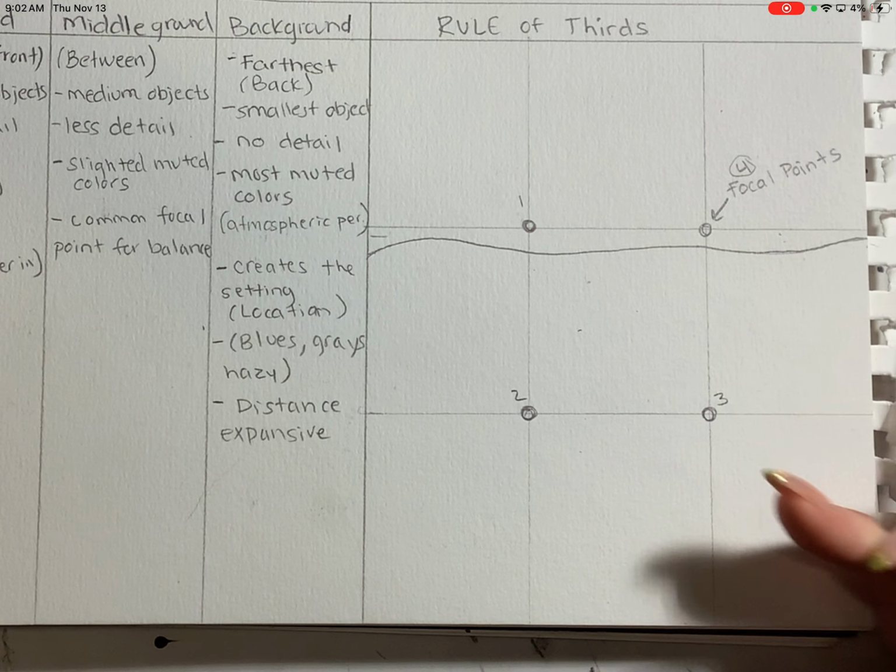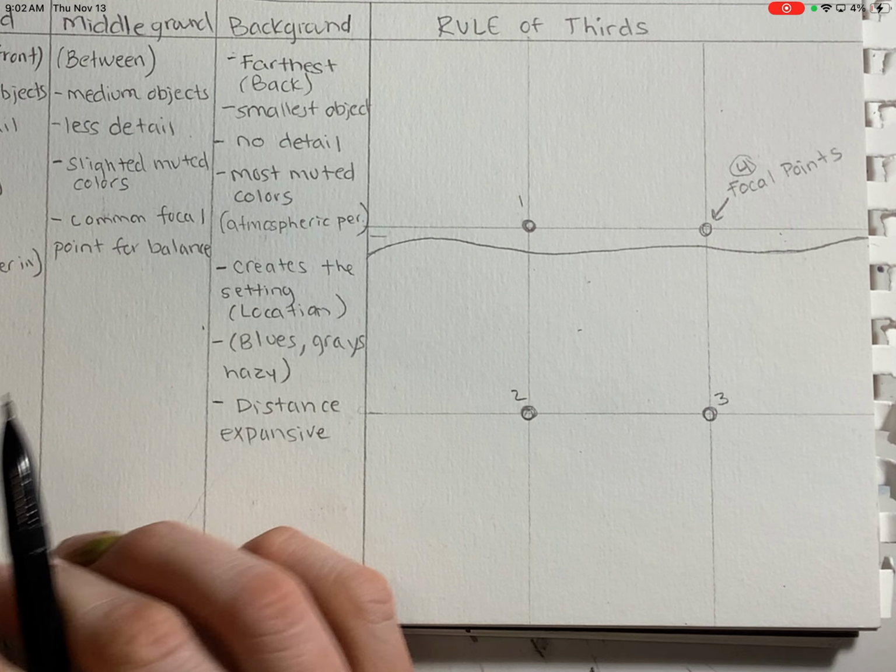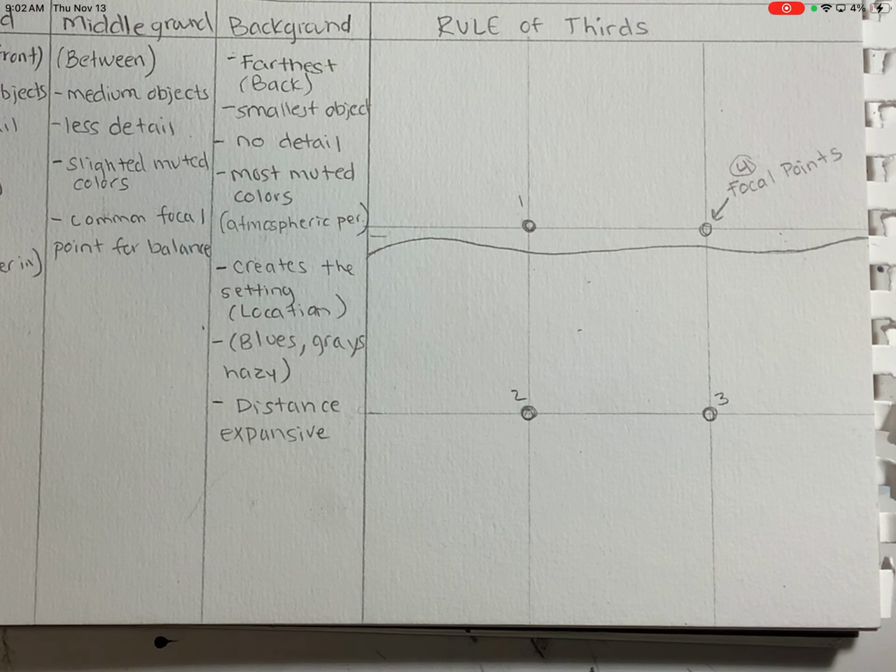I'm just drawing little rolling hills, right? Horizon lines aren't exactly straight across unless you're actually looking at the ocean. Right? So horizon.